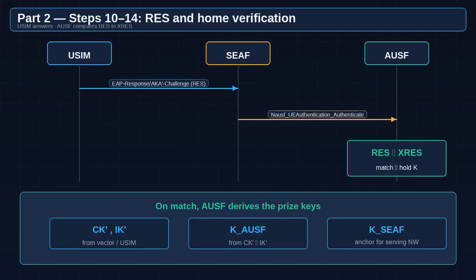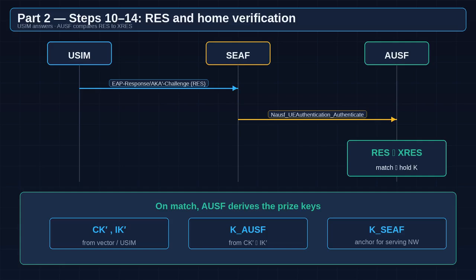Part 2 opens with the phone answering the challenge. Steps 10 and 11: the USIM returns RES and the derived CK prime and IK prime to the mobile equipment. The ME builds an EAP response, aka prime challenge, containing RES and sends it in a NAS message back to the AMF and SEAF. The serving network does not try to check RES locally against a copy of XRES it was never given in usable form for that purpose in the classic home-anchored path.